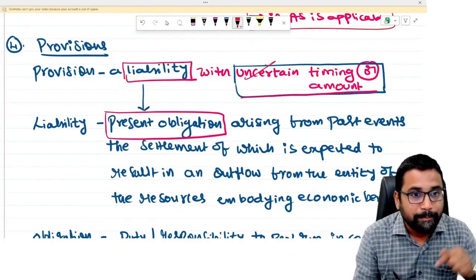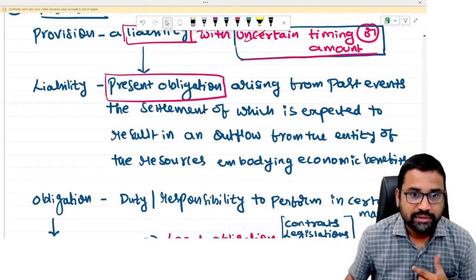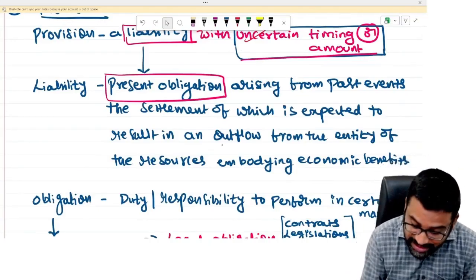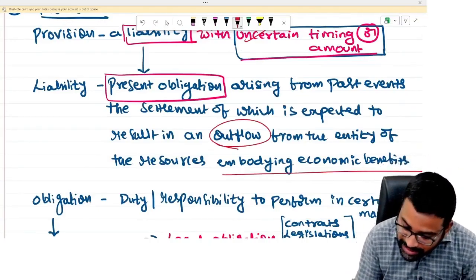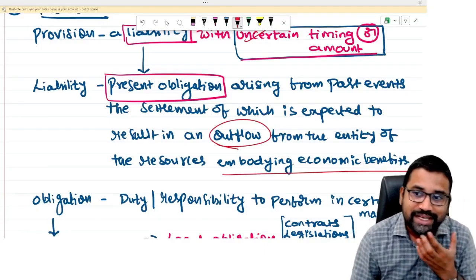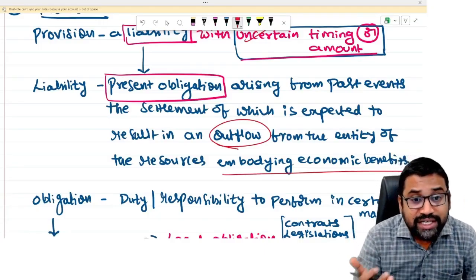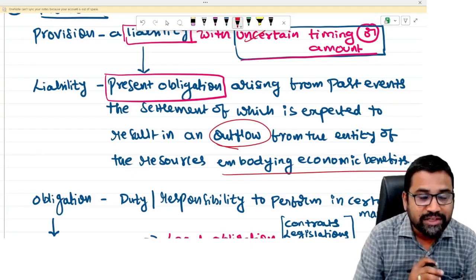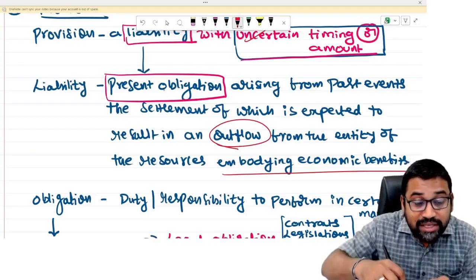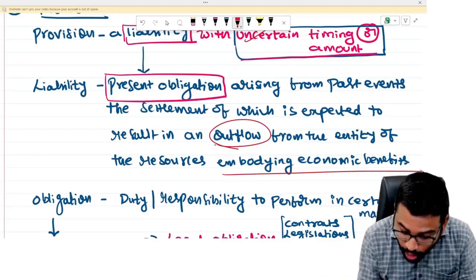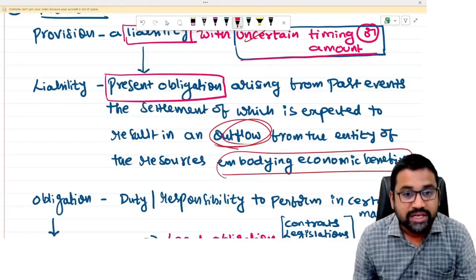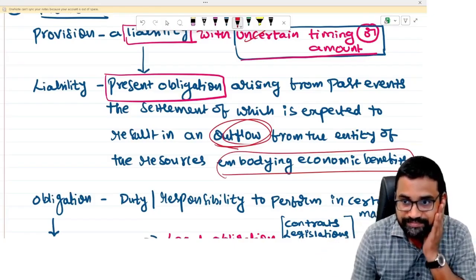What is liability? A present obligation arising from past events, the settlement of which is expected to result in an outflow from the entity of resources embodying economic benefits. Now, in order to settle this obligation, there will be an outflow of resources. Suppose there is an obligation, but it does not result in an outflow of resources, then it is not a liability. So, to become a liability, there must be a present obligation, and this obligation is expected to result in an outflow from the entity of resources embodying economic benefits. That means the organization's resources must go out.